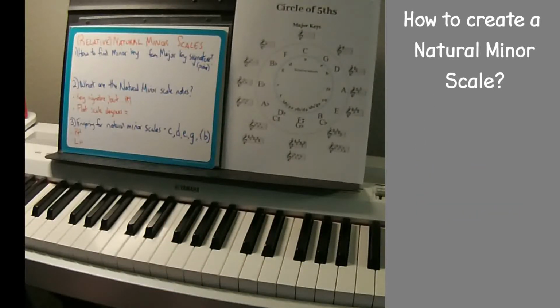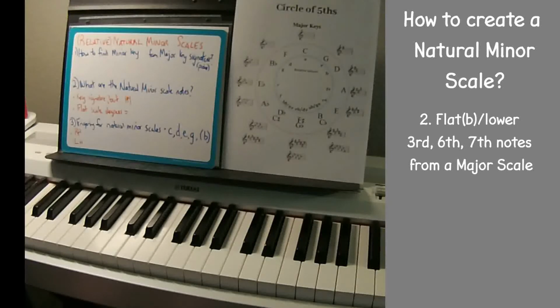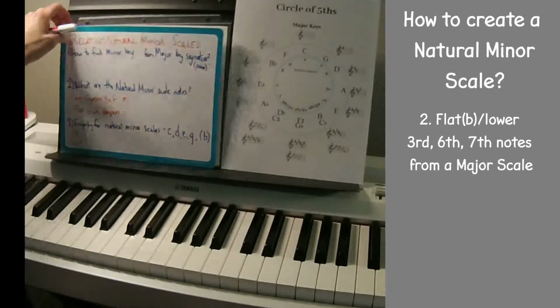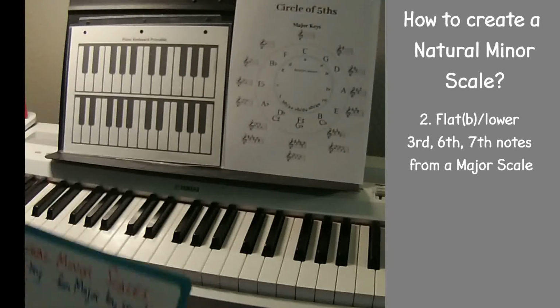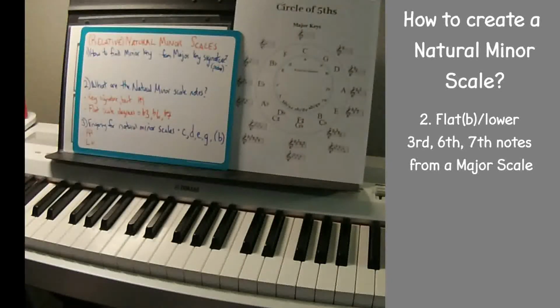So the second way you can find out natural minor scales is by taking your major scale and lowering certain scale degrees. So in this case, a natural minor scale has a lowered third, a lowered sixth, and a lowered seventh. So let's write that down. So we flat the 3, we flat the 6, and we flat the 7. Right? And this is from a major key.